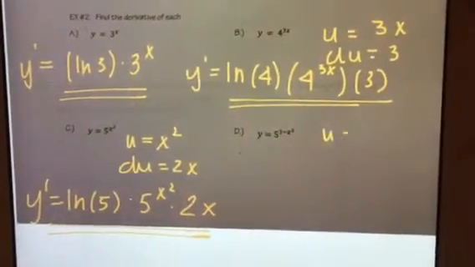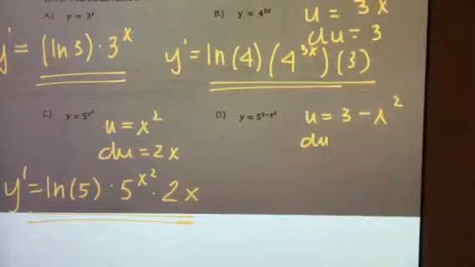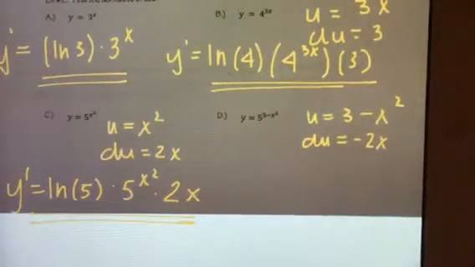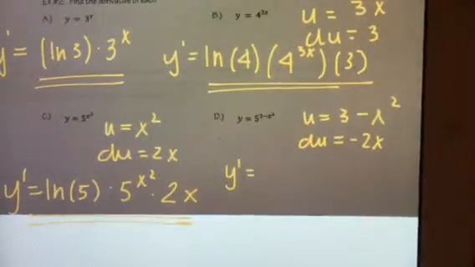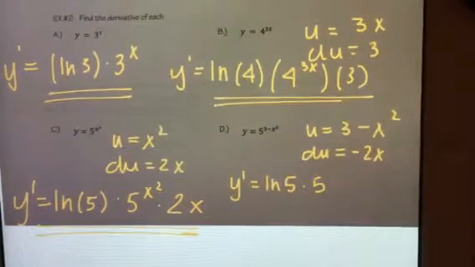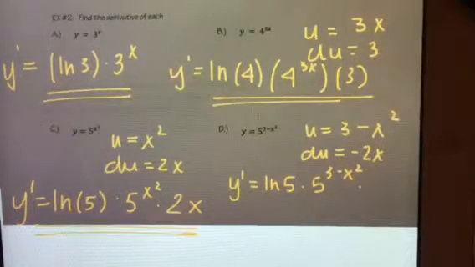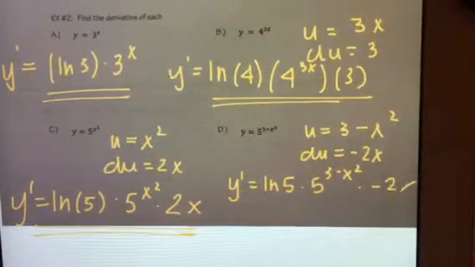Part D, u is equal to 3 minus x squared. du is equal to negative 2x. So y prime would be ln of 5 times our function times the derivative of our exponent.